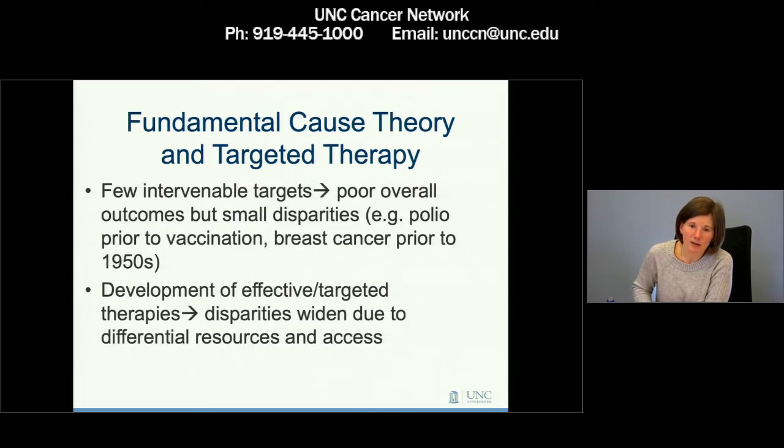So essentially, what that means is that if any disease doesn't have a lot of good treatment options, if there aren't any intervenable targets for that disease, outcomes are going to stink. Many people are going to die of the disease, but the disparities may stay pretty small. So for instance, prior to polio vaccination, there was a very high mortality for polio, and that mortality was really similar across different racial and socioeconomic groups because there just wasn't effective treatment to access. That's also true if you look at very old historical data in breast cancer prior to the 1950s. There really wasn't much of a pattern of difference by race.